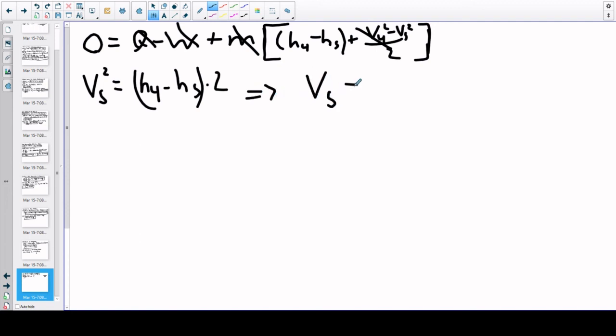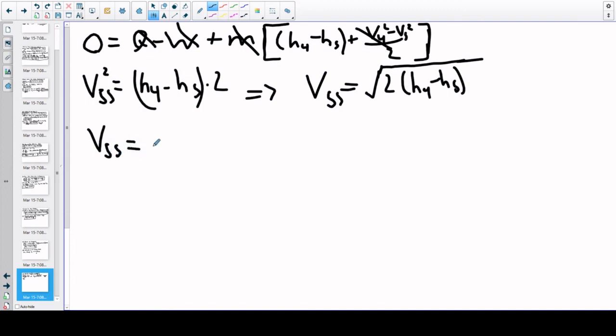So what I did here was I multiplied the 2 to the top and have 2 times H4 minus H5 and move the V5 squared to the other side. But remember, this is the perfect case. We're using H5S here. That should be H5S. So we have 2 times H4 minus H5S. And remember, this is units again. But only this time, this is velocity equals, not BTUs equals.